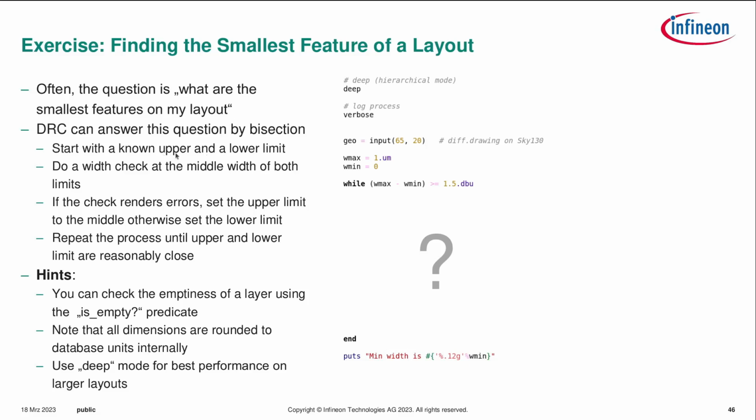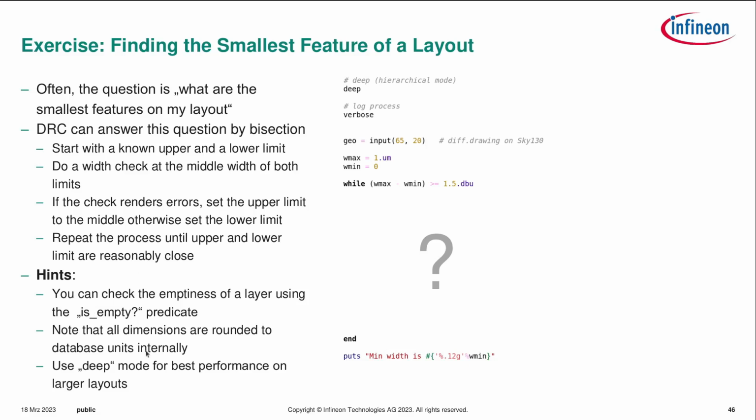So you start with a known upper and lower limit. You take the middle value between both limits. You check whether you see errors when you check the width against the middle value. And if you see errors, this means there are features that are smaller in width than this chosen middle value. And in that case, you set the upper limit to the middle value. Otherwise, you set the lower limit. And then you repeat the process, and you can basically check the emptiness of a layer using this empty predicate with a question mark.